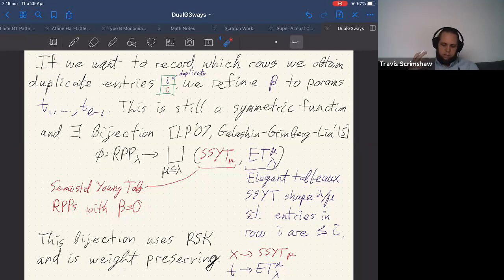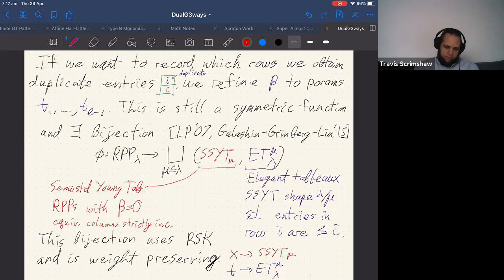And then you can use the bijection that Lamb and Pilavsky did that takes a reverse plane partition and maps it to a pair, one being a semi-standard Young tableau. So that's reverse plane partitions with, when you look at the beta equals 0 term, equivalently, columns strictly increase.